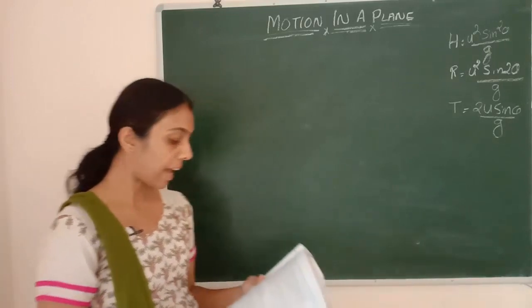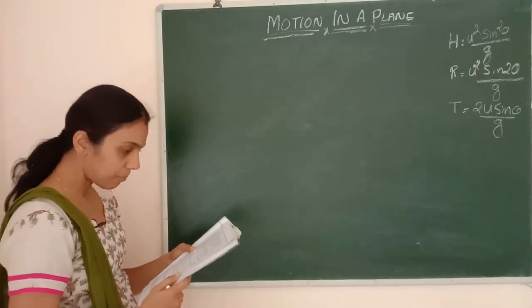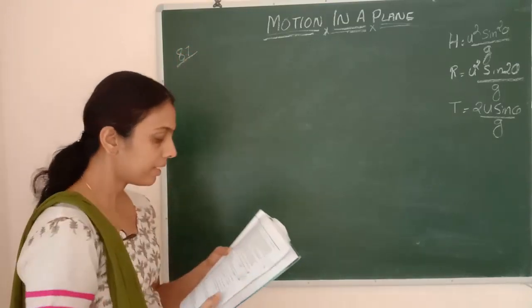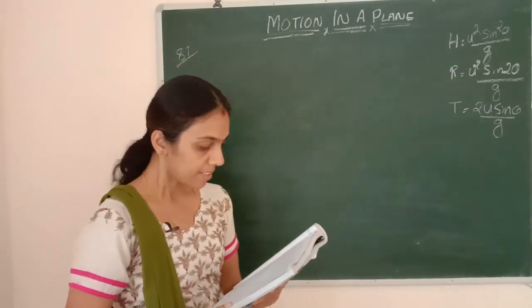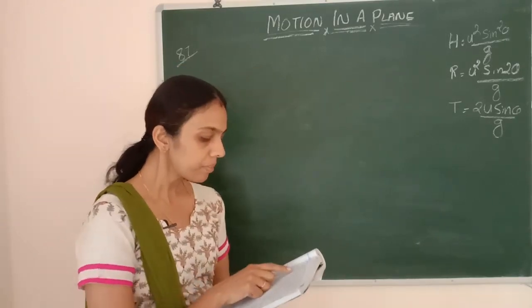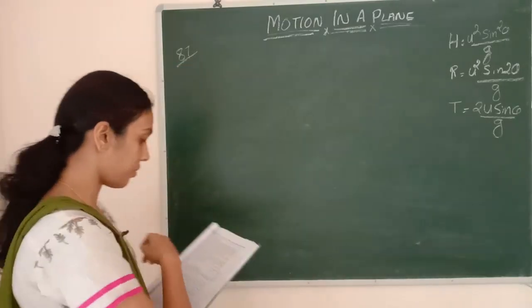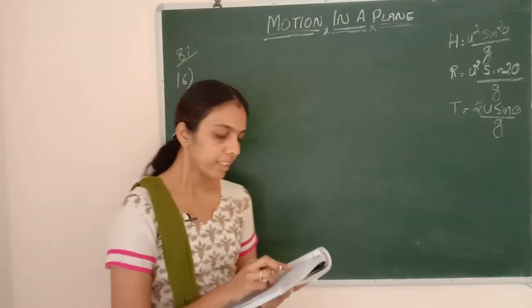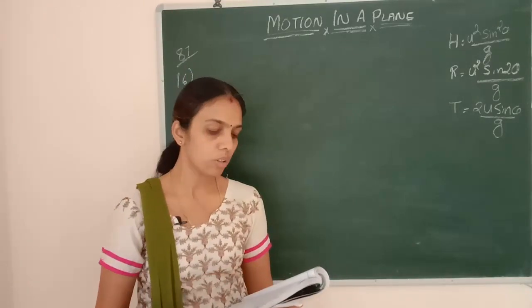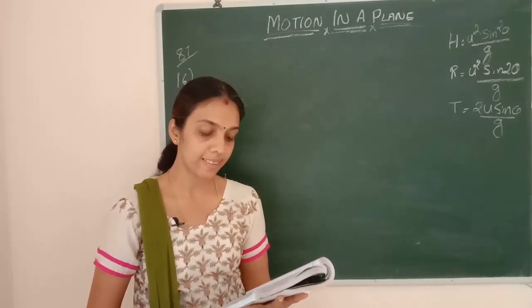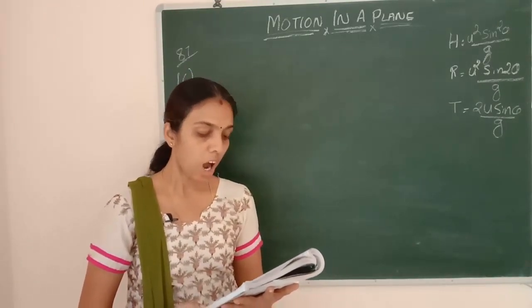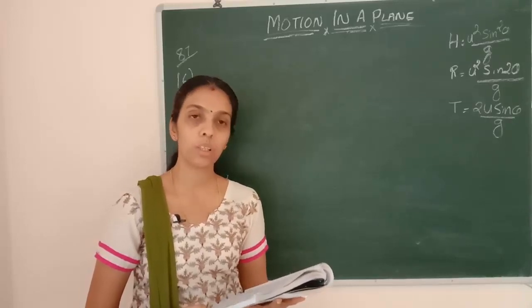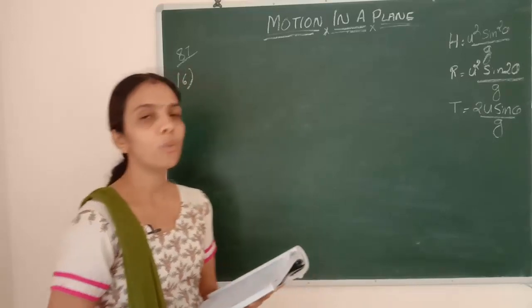In your exercise questions, see page number 87. The first one is the 16th question. A cricketer can throw a ball to a maximum horizontal distance of 100 meters. How much high above the ground can the cricketer throw the same ball? How can we do that?